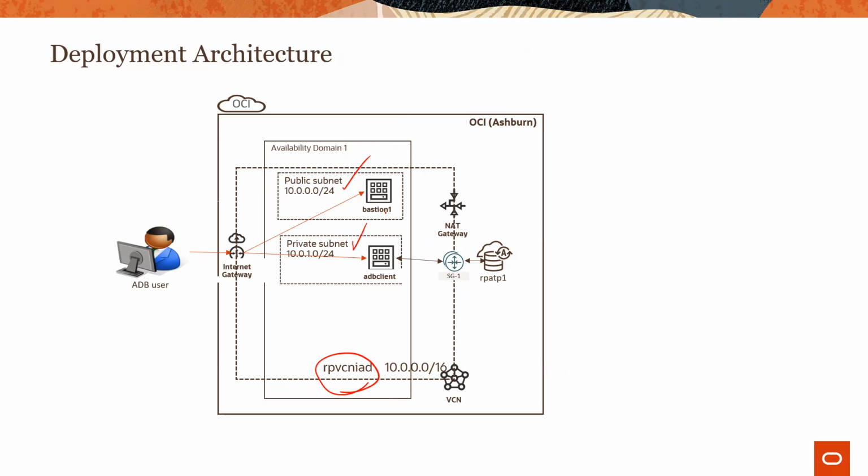All right. So what are we going to do? We are going to create a compute instance, a bastion, on the public subnet, and an ADB client on the private subnet. And later we are going to create an autonomous database with this name, RP-ATP1. We are going to connect to the bastion, open a secure SSH tunnel to this ADB client, and connect to that.